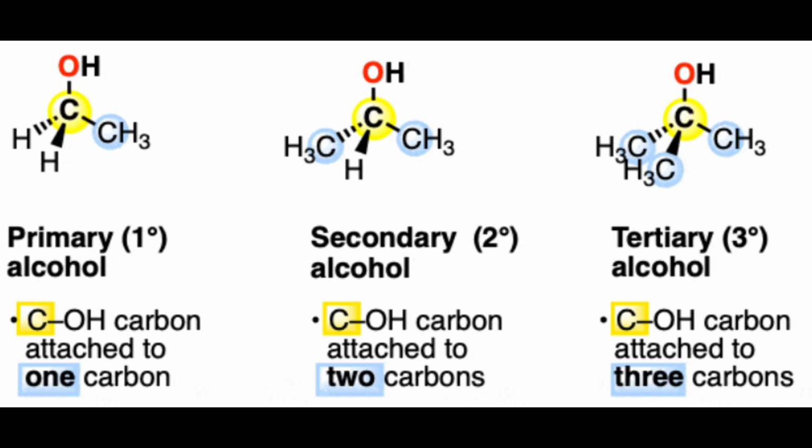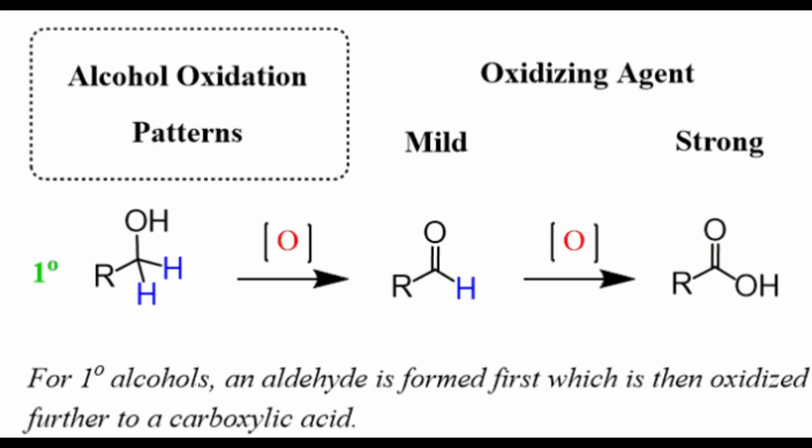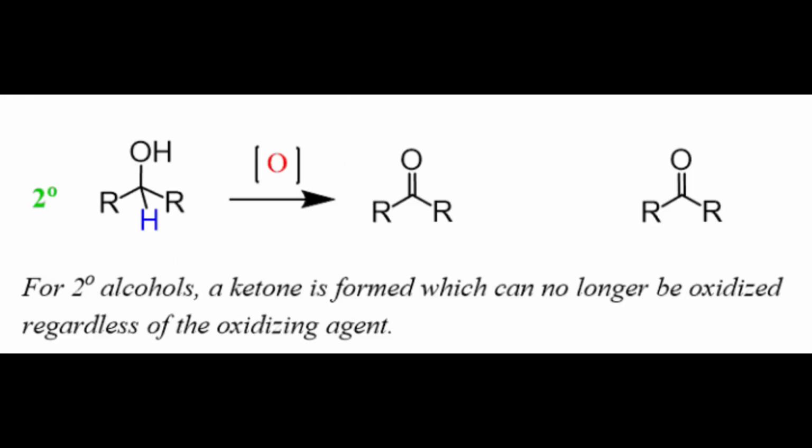Now that we have a basic understanding of alcohols, let's dive into their chemical reactions. When oxidized with potassium permanganate or potassium dichromate in acidic conditions, primary alcohols are converted first to aldehydes and can further oxidize to carboxylic acids.